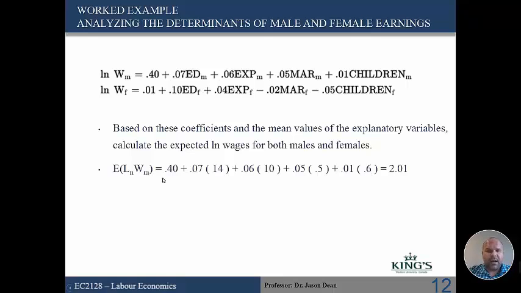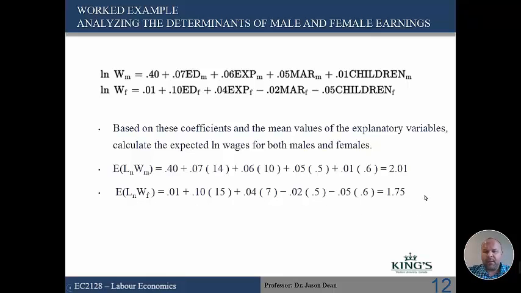Okay, now for women, we plug the values in, and so when we do that, we get that the ln wage for men is 2.01 and for females it's 1.75. And now, that difference is going to be due to not only differences in these characteristics here, so the education and experience, but also due to the differences in these coefficient estimates.